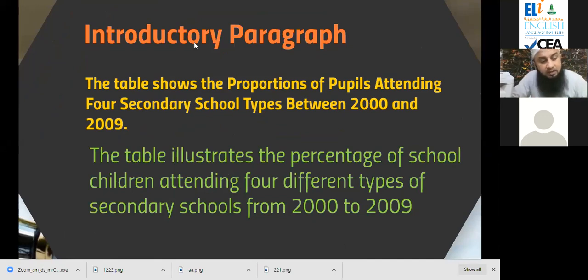Shows, you write illustrates. Portions, you write percentage. Pupils, students, you write school children or students. Attending, same attending. Or you could write registered or taking classes, but attending is a better word. For different types of secondary schools, same thing. You can't rephrase every single thing, of course. From 2000 to 2009, they said between and you do from. This is a sample you could write.